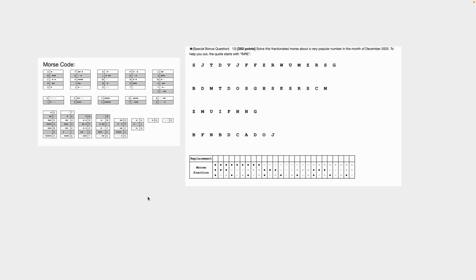Hello everyone. So today we're going to be going over the fractionated Morse cipher. Before we go over it, I have to tell you four rules or things that we need to follow while doing the cipher.